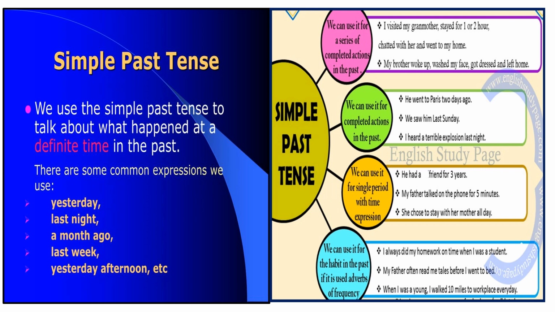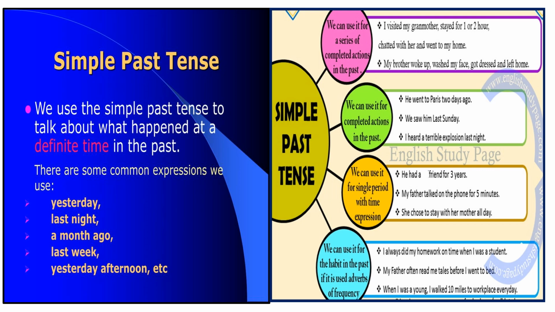Let's look at the second use. It is used for completed actions in the past. For example, he went to Paris 2 days ago. We saw him last Sunday. I heard a terrible explosion last night. Not only that, we use simple past tense for single period with time expression. Okay, and here are a few examples.